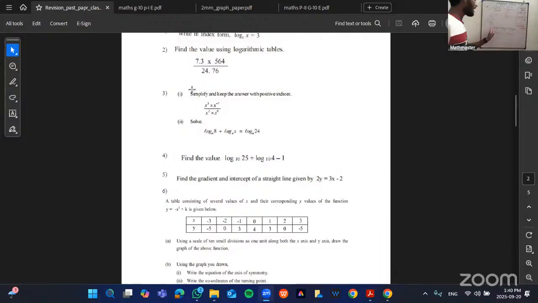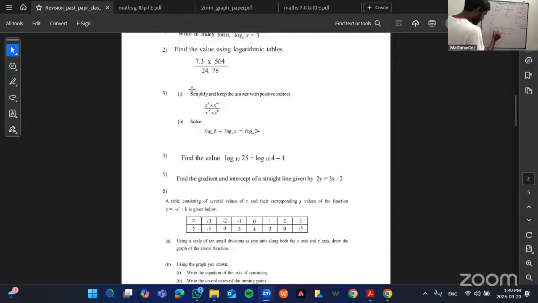So here they have given the log a plus log b model. That means we can multiply this a and b and write. In the same way, here they have given this as an addition model, so we can multiply both of these and write log a, the common one, in brackets 8 times x equals log a 24.